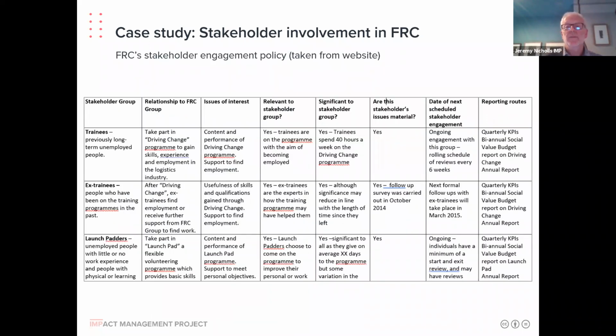So this is just taken from that document that you can see. It basically lists the stakeholders. It talks about how we relate to them, what kind of things they're interested in. We think about whether the issues matter by two screens of whether it's relevant and significant. And then we talk about how we are engaging with them and what the routes are for reporting on the impact that we're having with them.